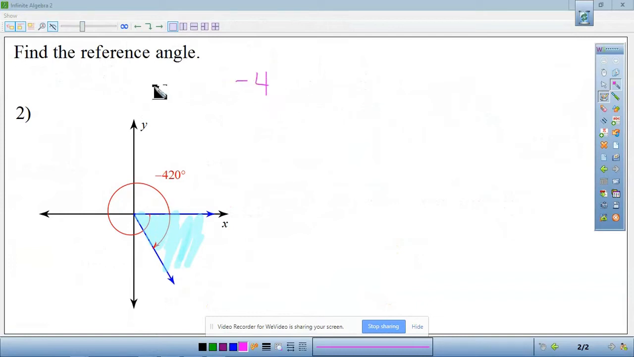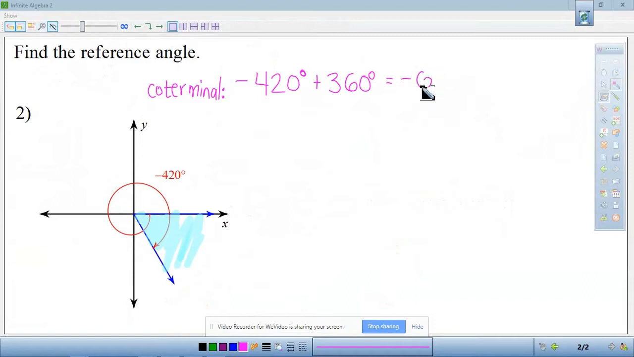Since it's negative, I'm going to add to it. And since it's in degrees, one full loop of a circle gets me back to the same spot. That's why it'd be coterminal. So I'm going to add one full loop of a circle. I'm going to add 360 degrees. If I add 360 degrees, I am left with negative 60 degrees.